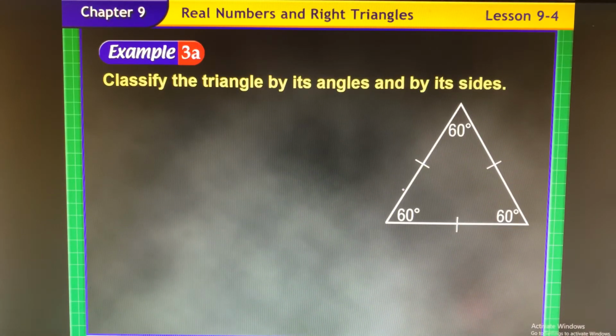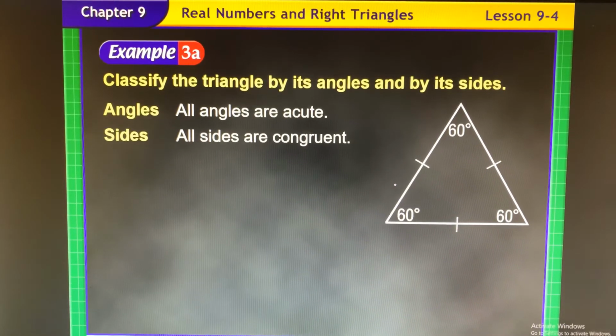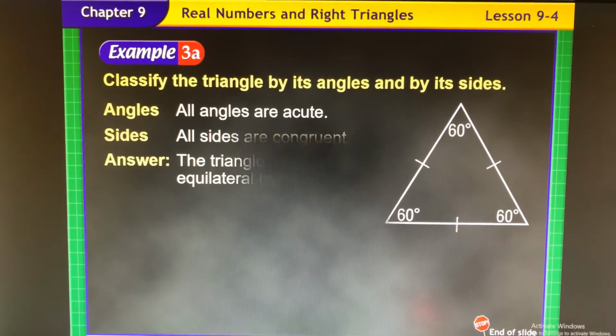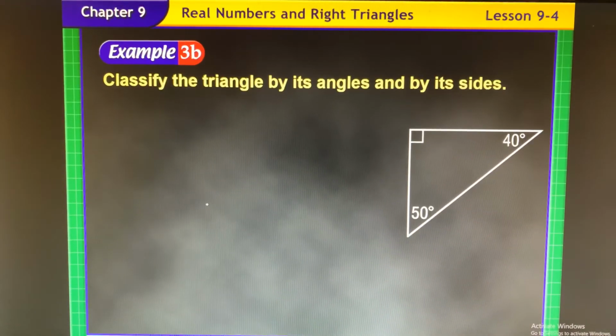Ooh, what kind of triangle is that? It's saying classify it by its angles and by its sides. Well, all angles are less than 90. That makes it acute. All equal sides, equal angles makes equilateral. So it's an equilateral acute triangle. It has another name, equiangular. That's when all angles are equal. It's called equiangular. But your book doesn't use that.